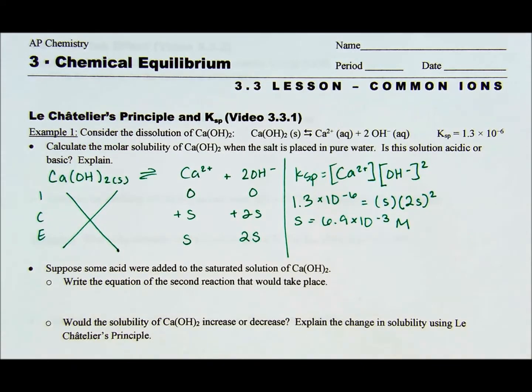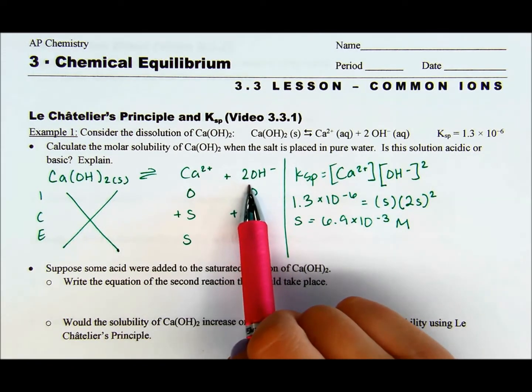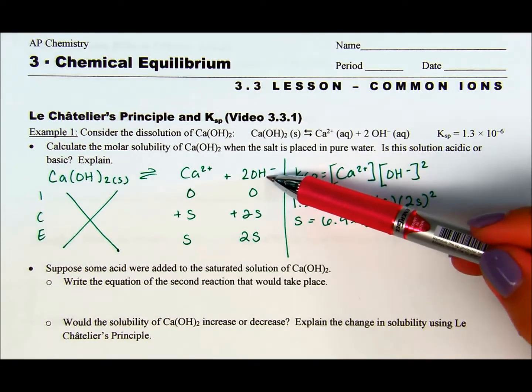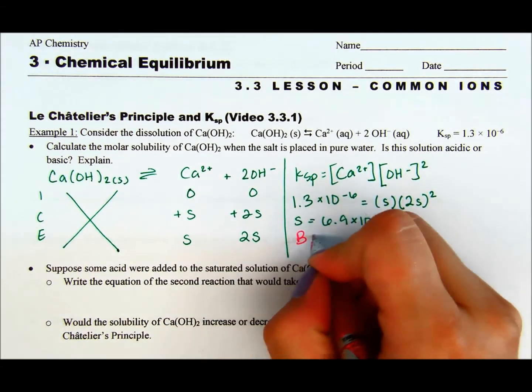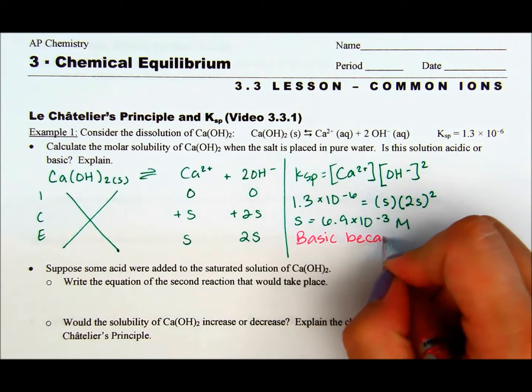So is this basic or is this acidic? Well, there should be a simple way to tell. Anything that produces hydroxides in water is going to be basic. Anything that produces hydrogen ions in water, on the other hand, will be acidic. So here we are producing hydroxides. This is basic, because hydroxide is released.